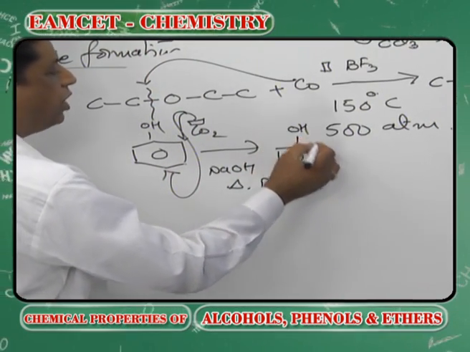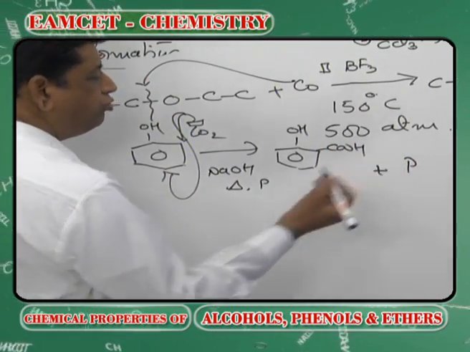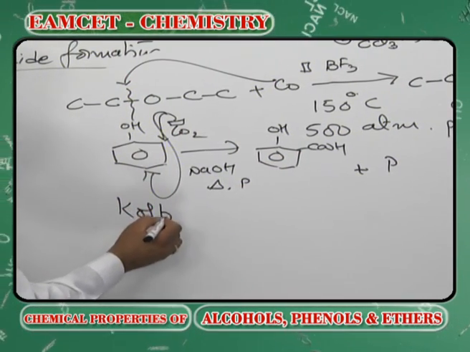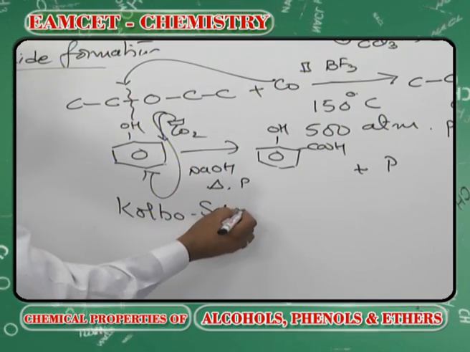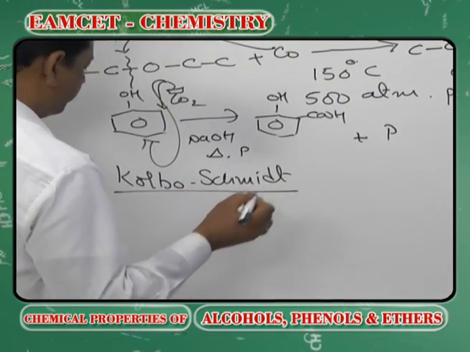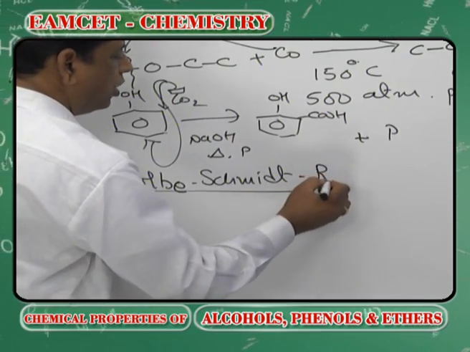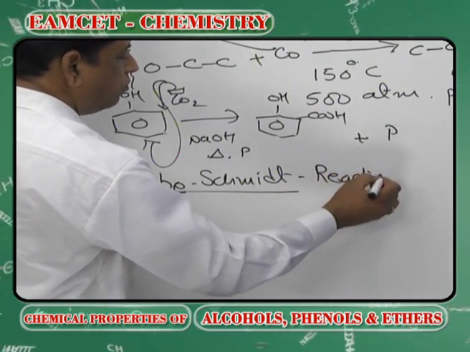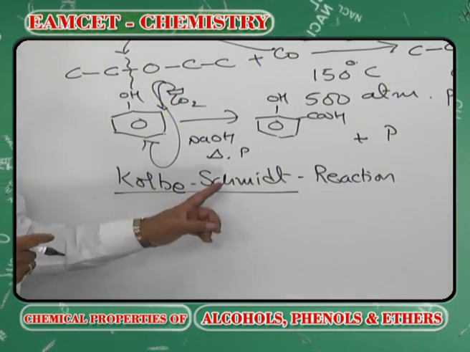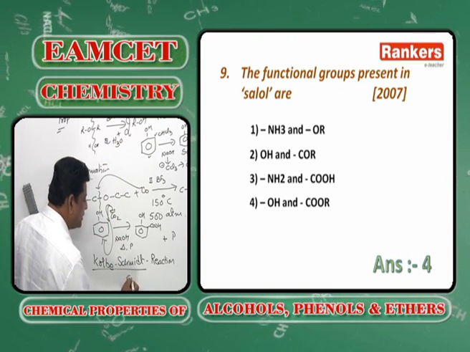So, the phenol undergoes carboxylation, plus its para isomer also comes, that is COOH at para. The reaction is known as the Kolbe-Schmidt reaction, S-C-H-M-I-D-T. We have Kolbe electrolysis also in the alkane chapter. This is the Kolbe-Schmidt reaction. In this reaction, CO2 is introduced, therefore it is called carboxylation.